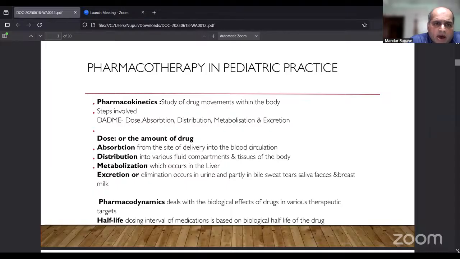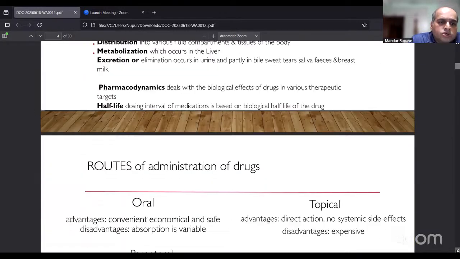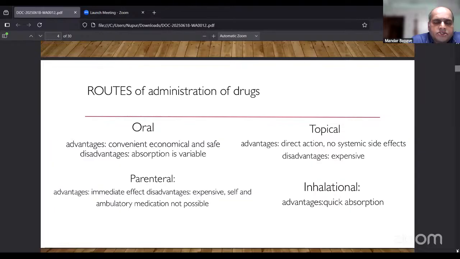Along with pharmacokinetics, there is something called pharmacodynamics, which deals with the biological effect of drugs on various therapeutic targets. And the most important part in how we decide on dosing intervals is the half-life. Every drug has its half-life, and that is how we decide how frequently to give drugs. There are different types of routes of administration of drugs, and we'll see what the advantages and disadvantages are.